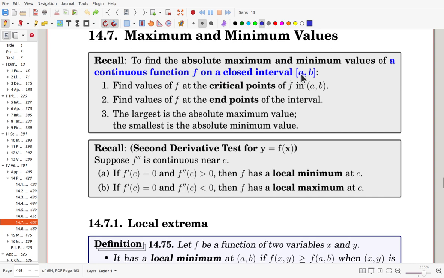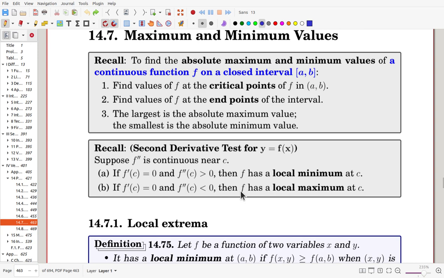closed interval [a, b], the first step is to find the values of f at the critical points of f. Secondly, you should find the values of f at the endpoints. Among those values, the largest one is the absolute maximum value, and the smallest one is the absolute minimum.